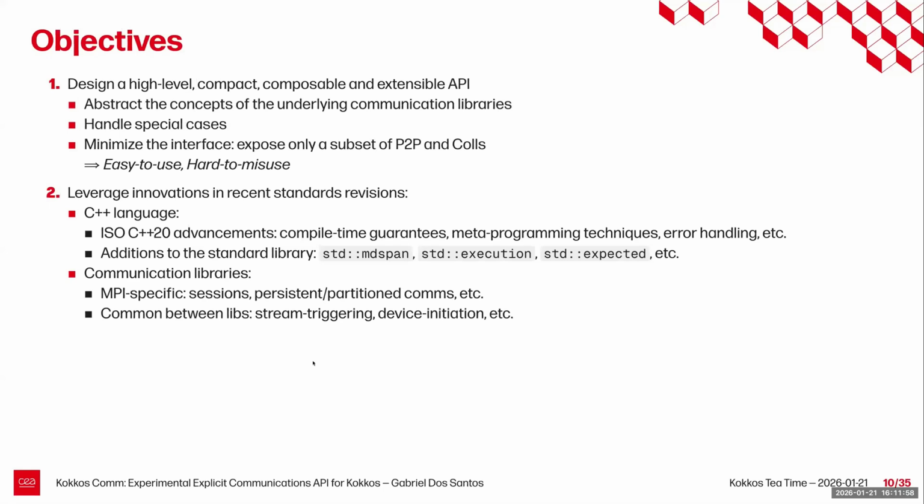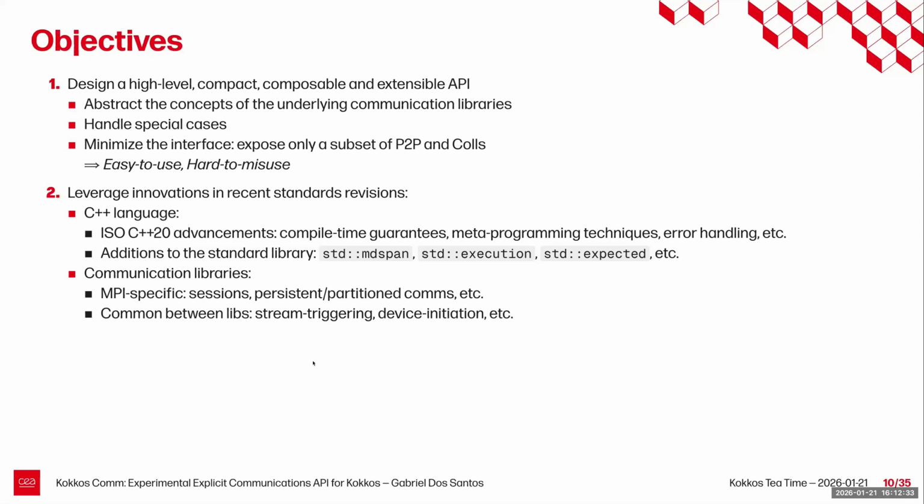Our second goal was to leverage innovations in recent standards revisions. First in the C++ language, in C++20, which is the standard used by Kokkos 5.0, there are lots of advancements on compile-time guarantees and metaprogramming techniques that we can really leverage to make the code safer as well as fast, avoiding any unnecessary overhead. And there are also additions to the standard library that we want to explore.